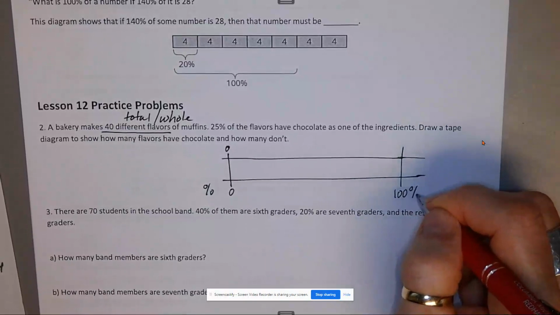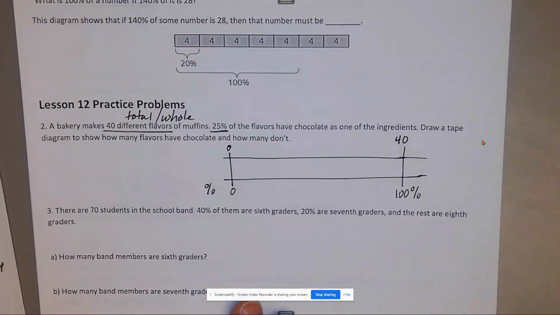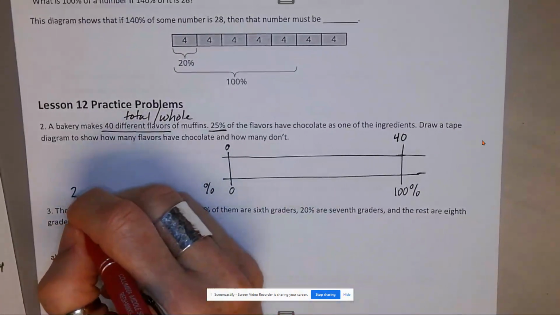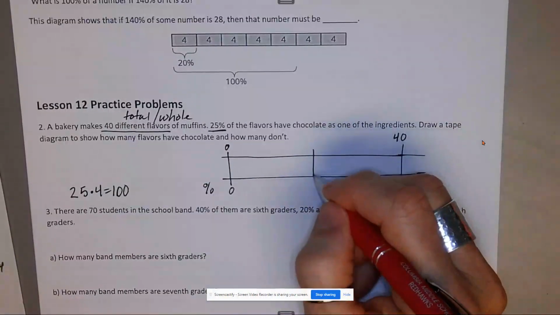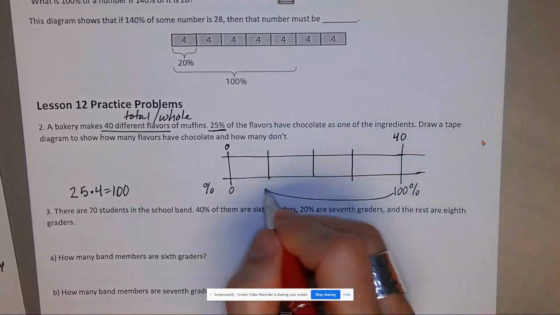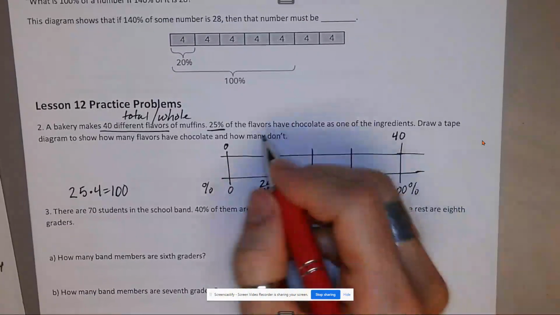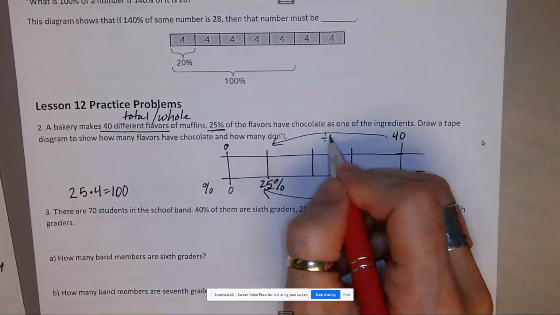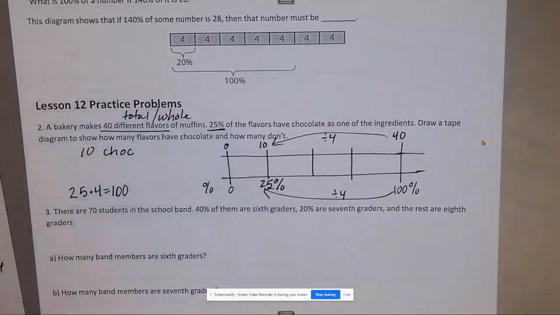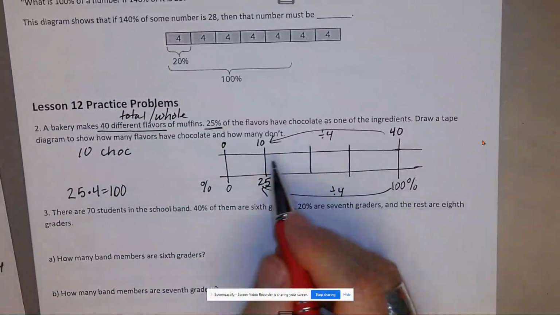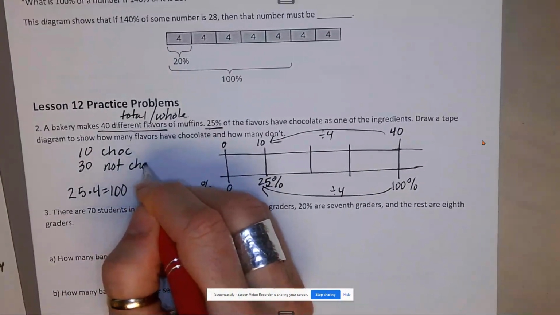Here's my 100. Here's my 40. If I need 25s, I need to remember how many 25s are in 100. 25 times 4 equals 100. So I would have 4 spots. Divide by 4. So this is 25%. So this is divide by 4, which is 10. 10 are chocolate. And how much are not chocolate? Well, if our total is 40, 10 are chocolate, that means 30 are not chocolate.